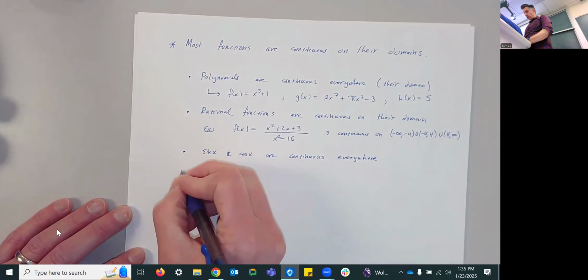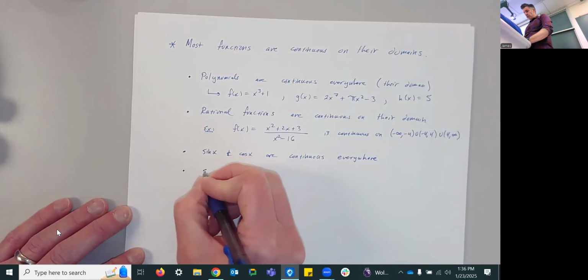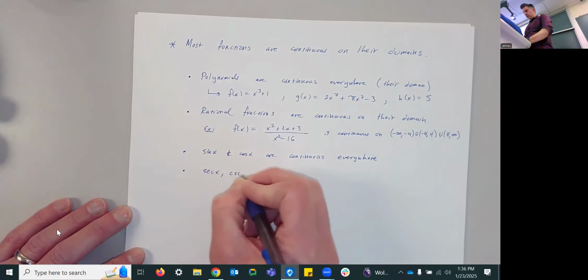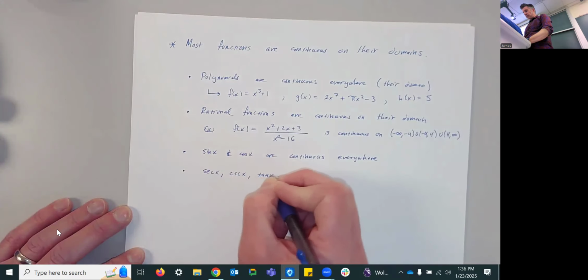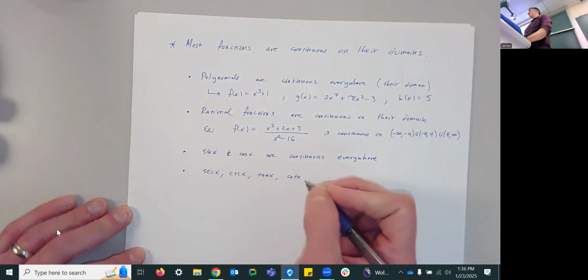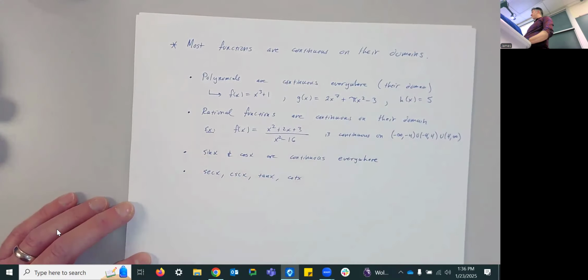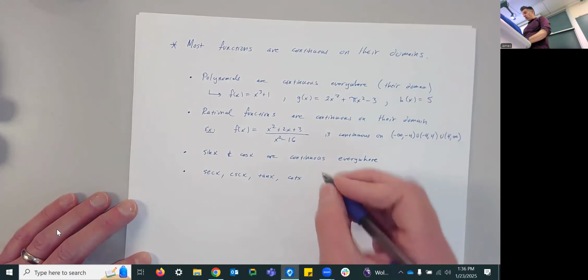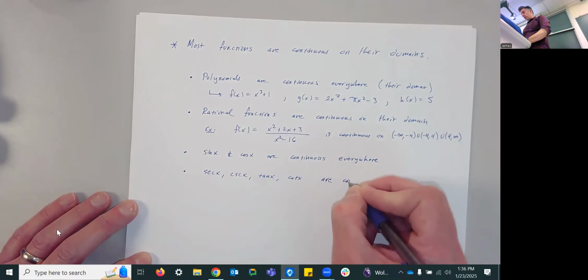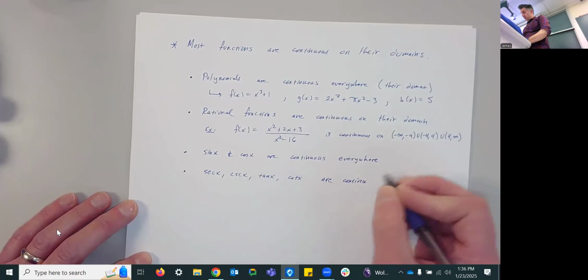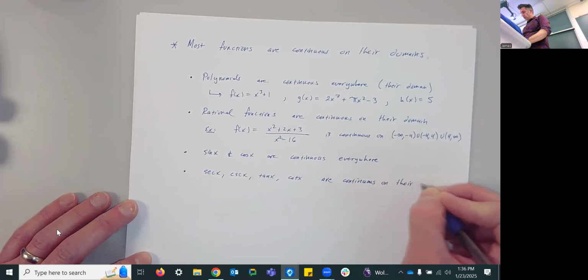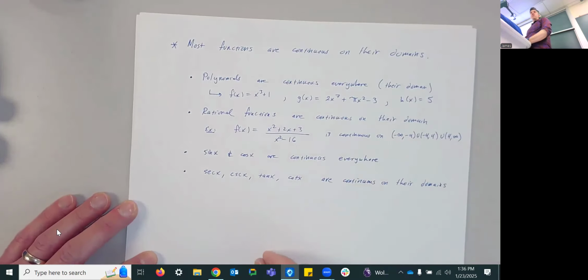The other four functions, secant of x, cosecant of x, tangent of x, and cotangent of x. Although it feels weird to say it because if you look at them, they don't feel continuous, they technically are continuous on their domains. Now, their domains are annoying, right?